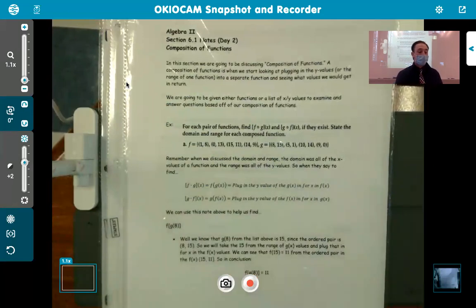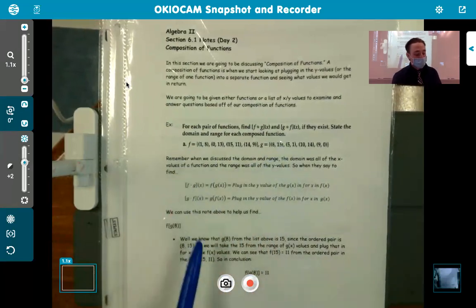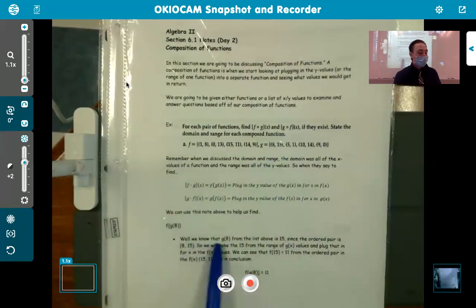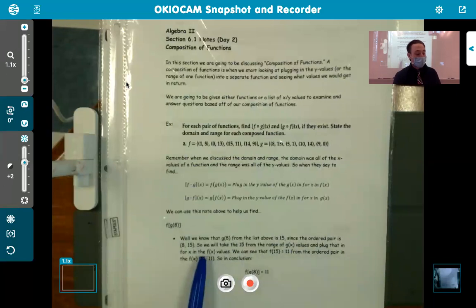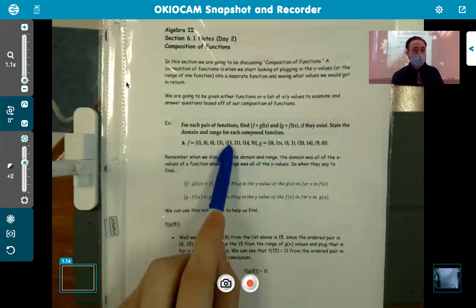All right. I'm going to take that 15 and I'm going to plug it in for x in the f of x function. So you see this note, if you follow along here, g of 8 is 15. Since we have the ordered pair 8, 15, we'll take the 15, plug it in for x in the f of x values. So now I'm going to look for 15 in my f of x, wherever it is in x.